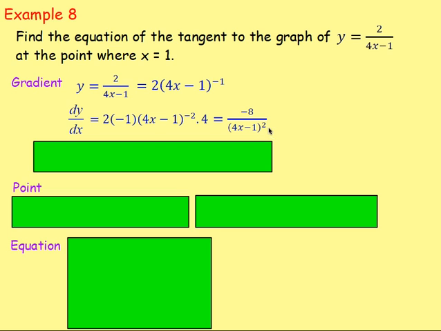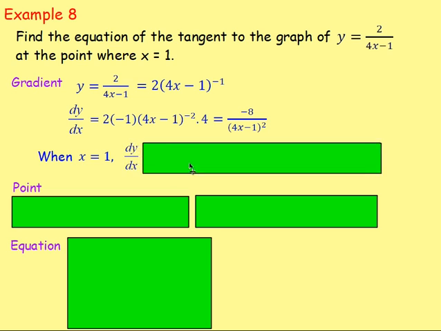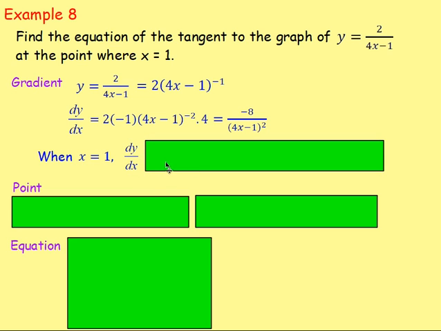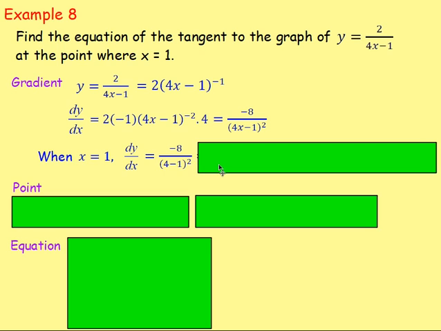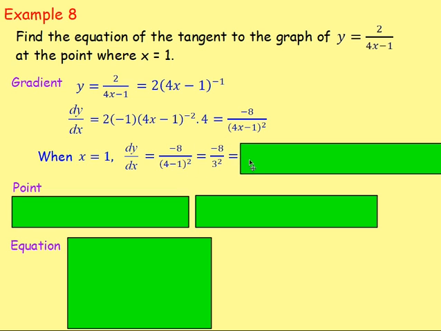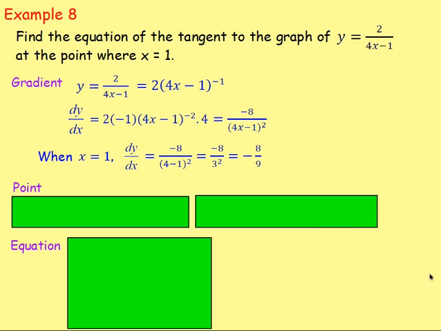After that, well, we have to find the gradient, but we've just got dy by dx equals negative 8 over 4x take away 1 squared, but we know the value of x, so we can say when x equals 1, dy by dx, which is really your gradient, will be negative 8 over 4 times 1 take away 1, all squared, which becomes negative 8 over 3 squared, which is negative 8 over 9. So that will be the gradient of that tangent.